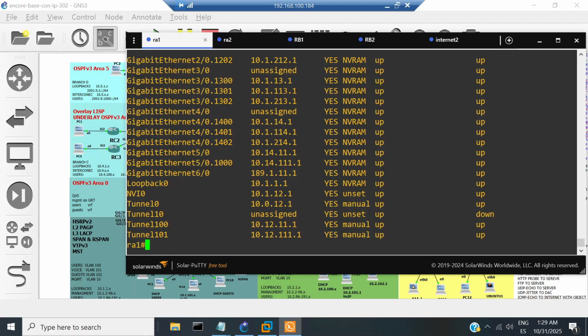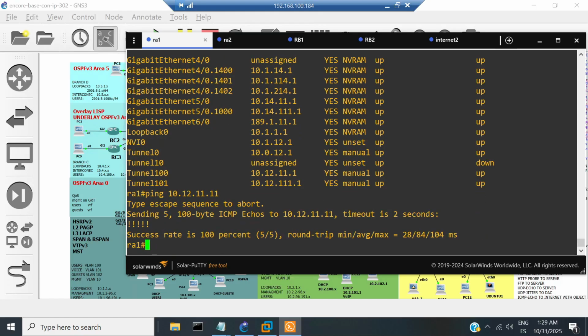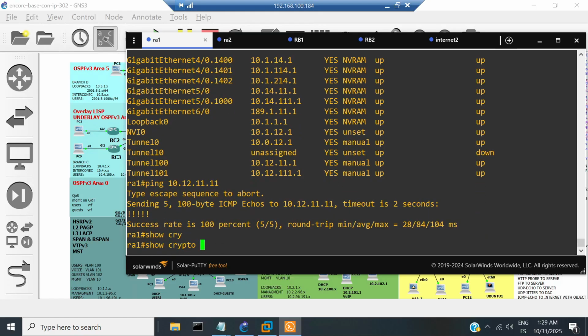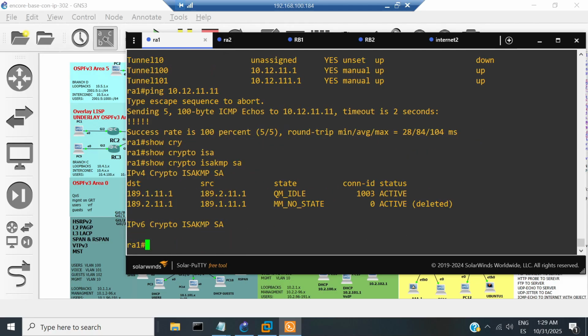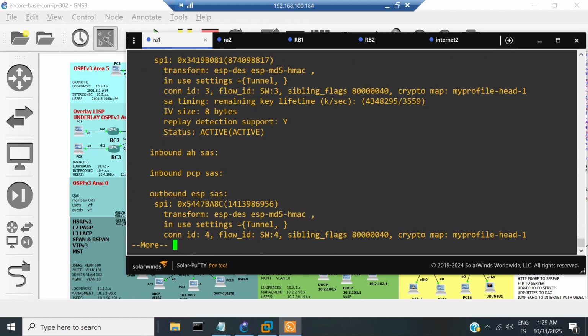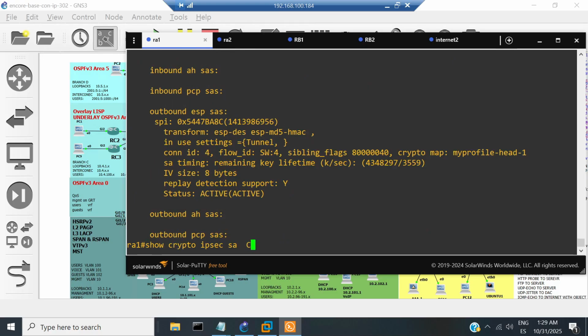Let's ping the other side. Okay, let's see our security associations. We have this one. That means that it is okay. Let's check the IPsec security association. Okay, that is good.